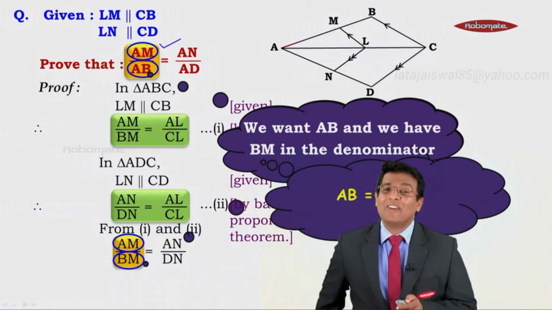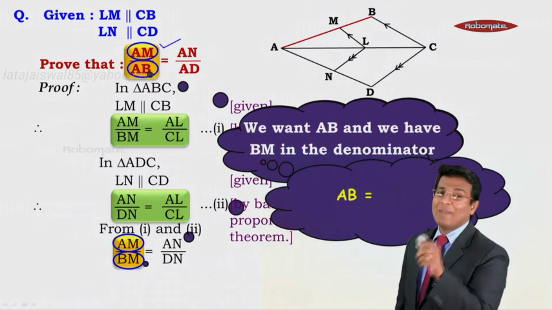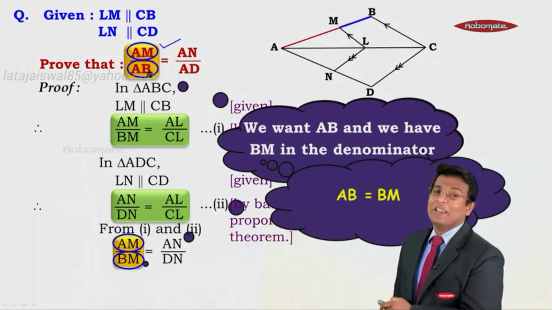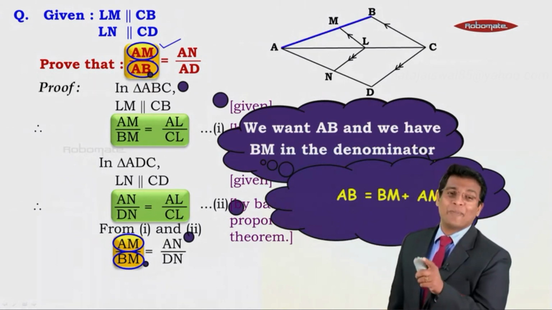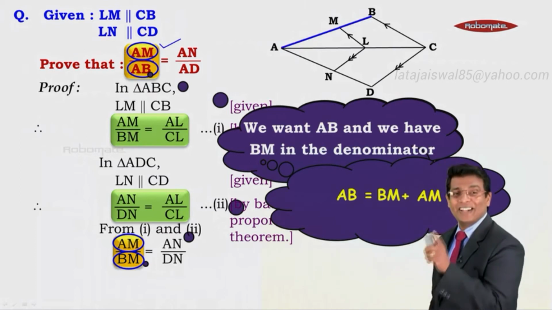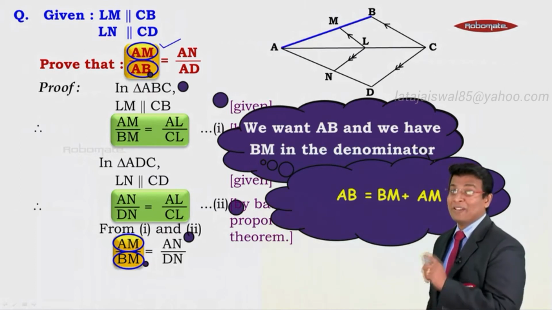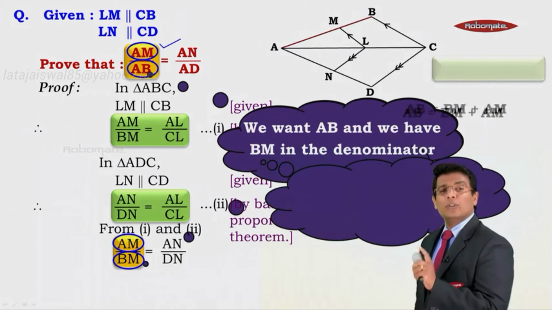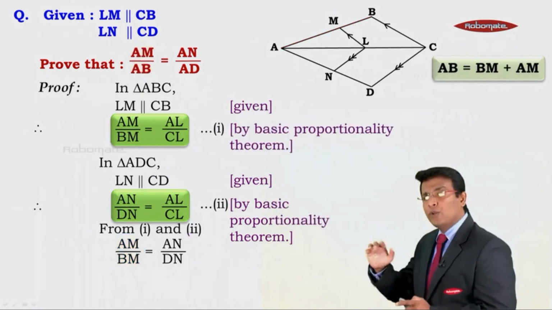Observe that. Now when you look at that, we come to know that AB is nothing but BM plus AM. Yes or no? Very easy, right? That is what we have here. AB is equal to BM plus AM. So let's keep it aside. We'll understand how we're going to use this.